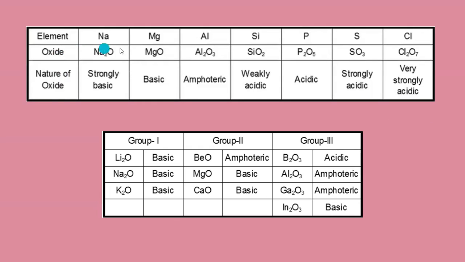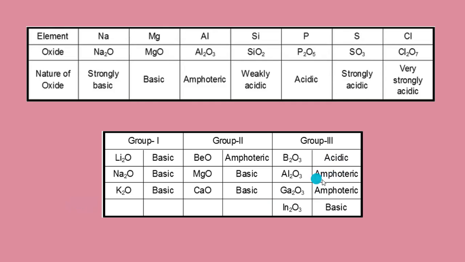Here, across the period, we're taking the third period of the periodic table: sodium, magnesium, aluminum, silicon, phosphorus, sulfur, chlorine. As we notice, the acidity of the oxide is increasing from left to right. And here you have aluminum oxide, which is amphoteric in nature. Whereas down the group, the basic nature of the oxide is increasing. Across the period, acidic nature is increasing. Down the group, the basic nature is increasing.